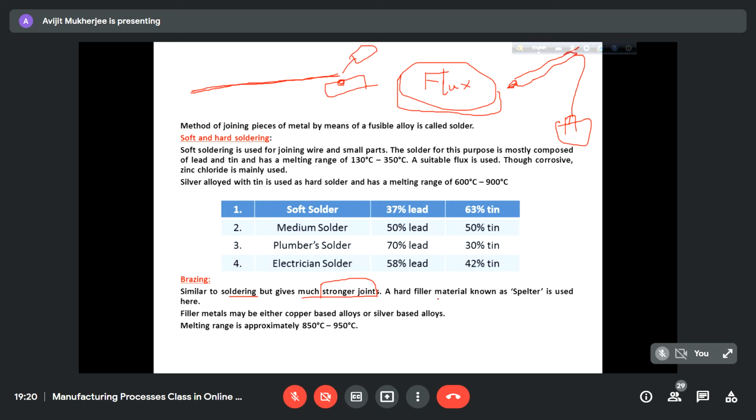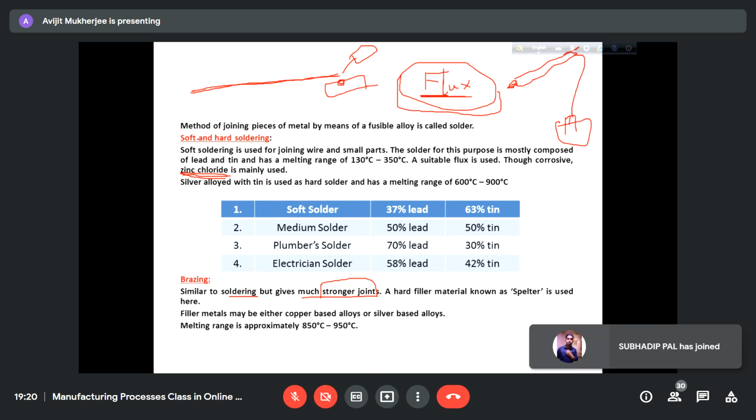And here a filler metal is used. Here also a filler metal is used, a flux, not filler metal. In soldering a flux is used, which is basically zinc chloride. The tin can contains a flux material which is nothing but zinc chloride. But zinc chloride is corrosive. Still it is used.